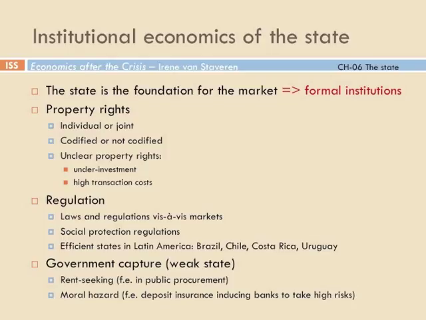In institutional economics, the state is regarded as the foundation for the market through formal institutions, in particular property rights, but also regulation. And finally, just like social economics, institutional economics recognizes the danger of government failure. In this case, this is particularly looked upon as government capture, that the government is captured by big interests of industry, large firms having strong lobbies influencing the type of regulation and the type of property right distribution that is in their interest.